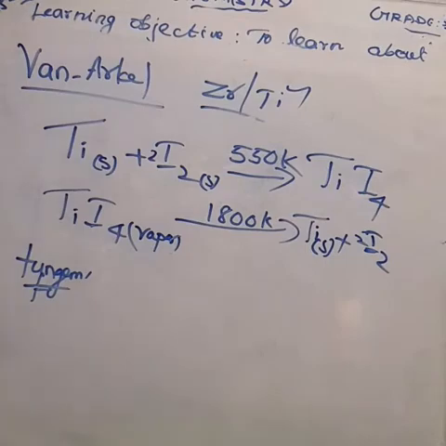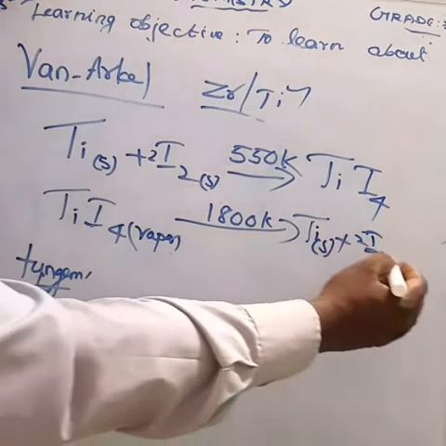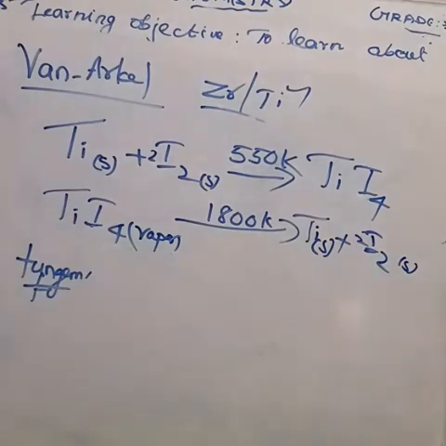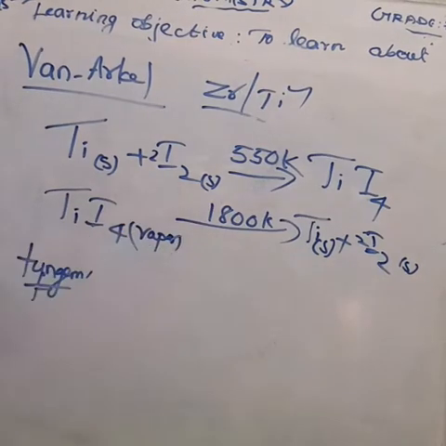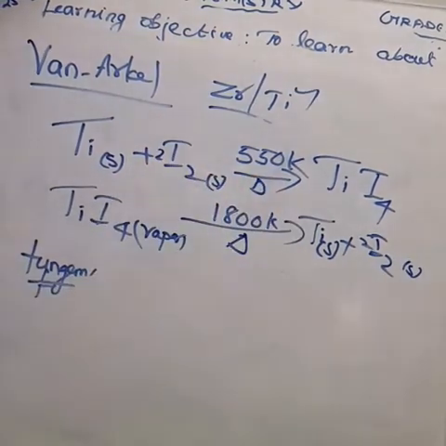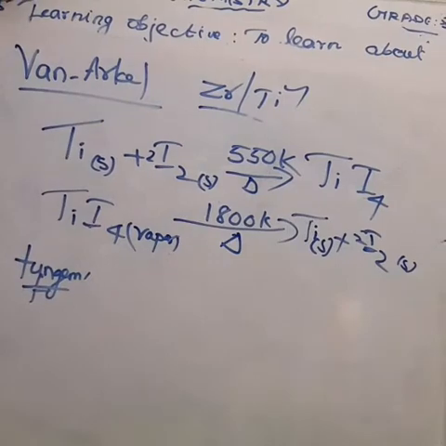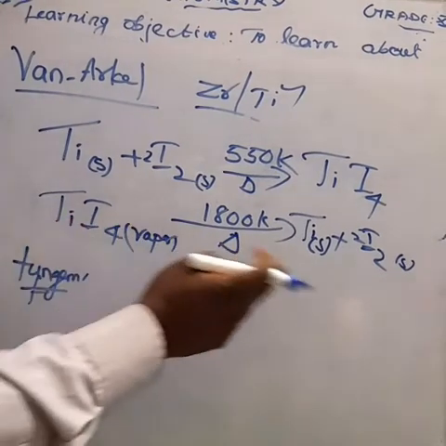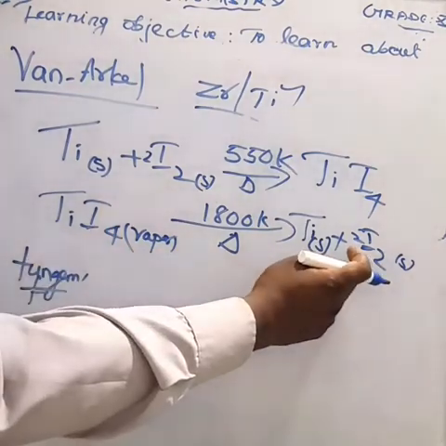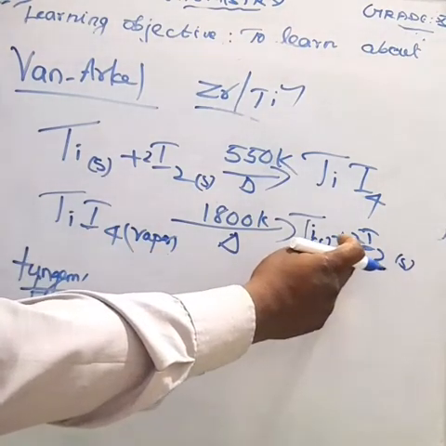What about the iodine? Iodine is recovered and can be reused. So how to write the equation? Titanium tetraiodide vapor, heated at 1800 Kelvin, gives titanium plus iodine molecules. We have to balance the equation. In the reactant side we have 4 iodine, so on the product side we have to mention 4, that is 2 into 2 is equal to 4. Now the equation is balanced.